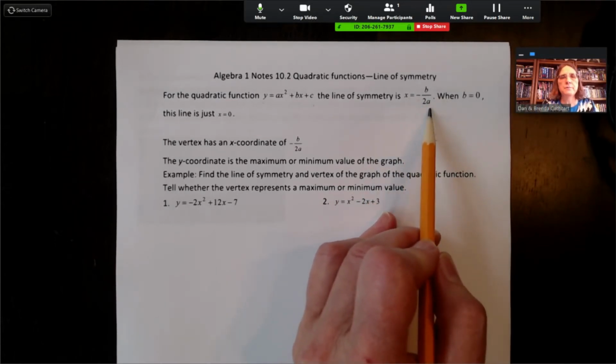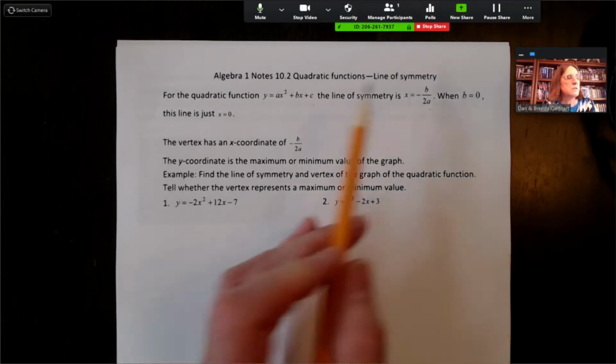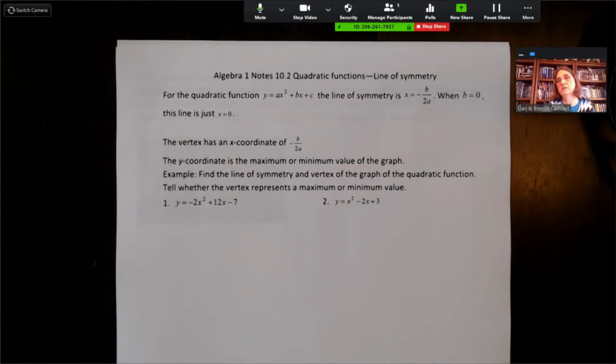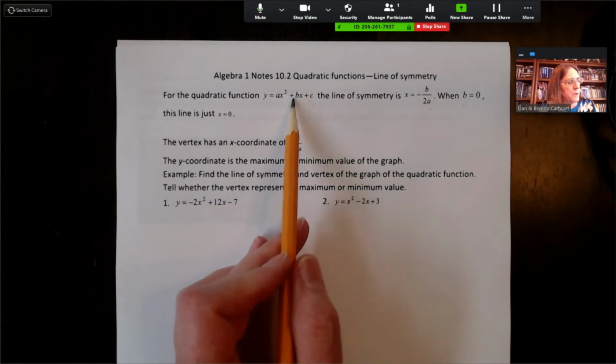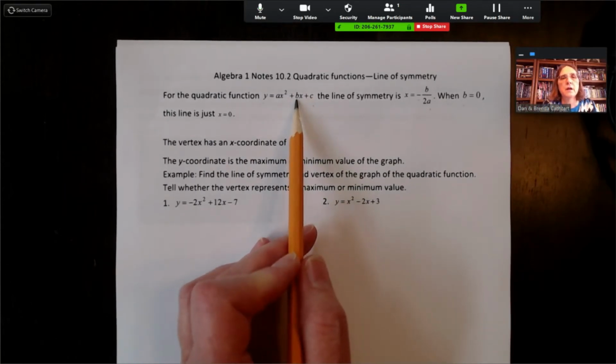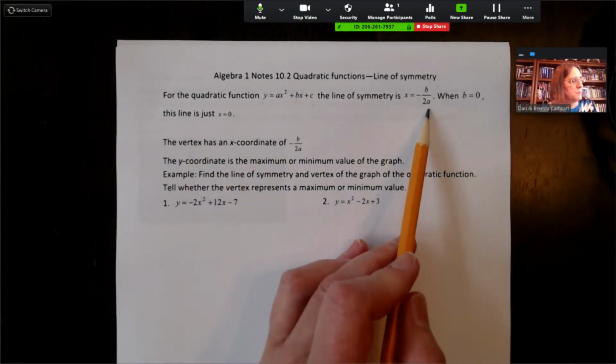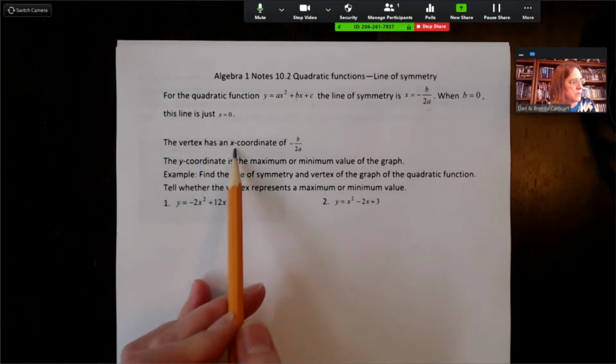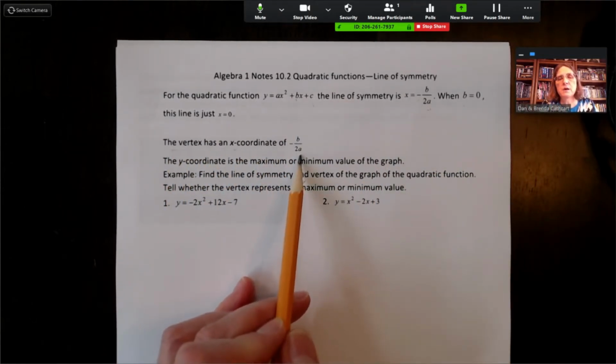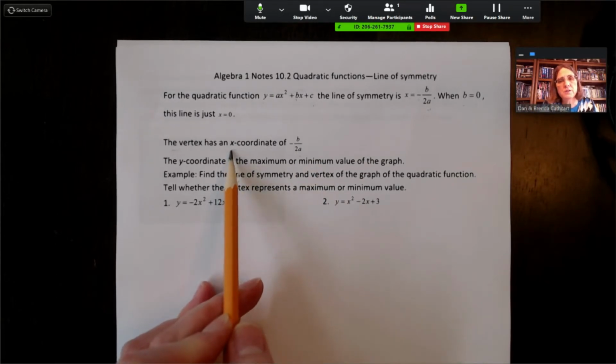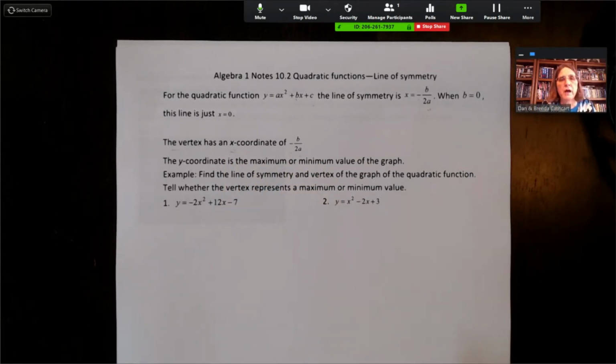divided by 2a. Now, when b is equal to 0, this line is going to just be x equal to 0. But we're going to be looking at ones today where the b is not equal to 0. And then once I find what the line of symmetry is, the vertex is going to be on that line of symmetry. The vertex is going to have that x coordinate of negative b over 2a, and the y coordinate we're just going to substitute into the equation. So let's see how that works.